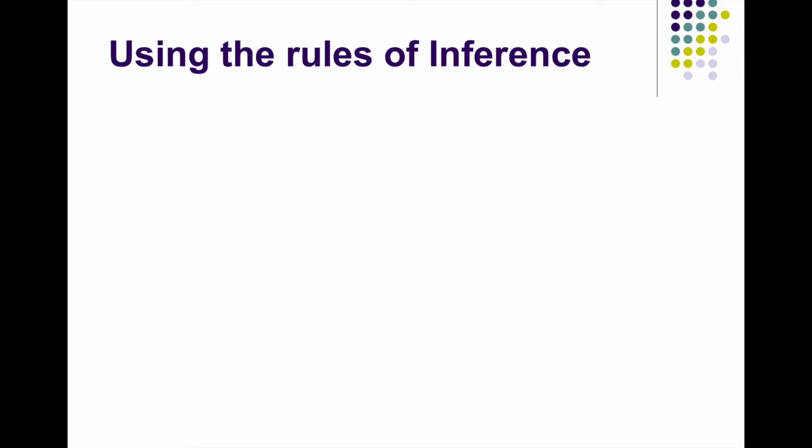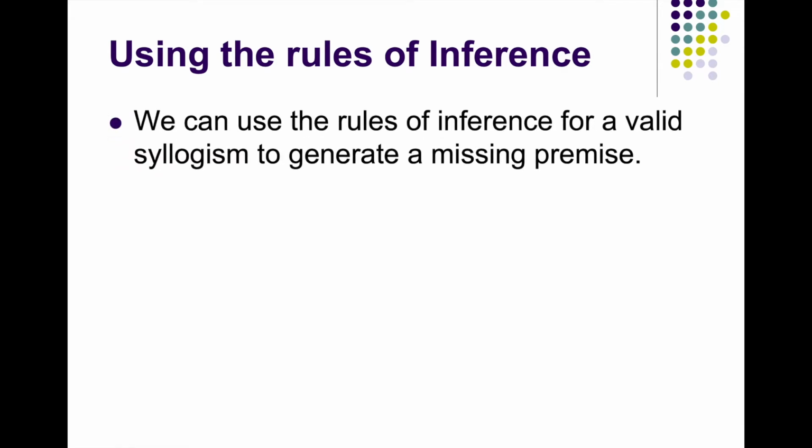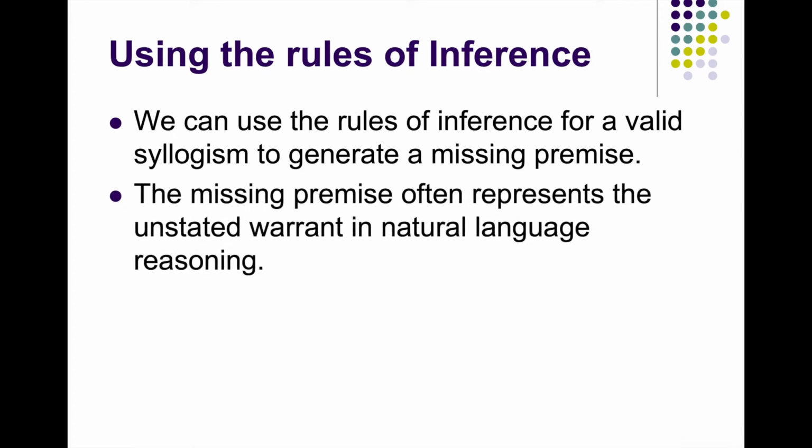So we're going to use the rules of inference now that we've learned them and applied them to the analysis of syllogisms in standard logical form. We'll use those rules of inference to help us analyze and critique natural language arguments. So we use the rules of inference for a valid syllogism to generate the missing premise in natural language arguments. That missing premise often represents an unstated or implicit warrant in natural language reasoning.